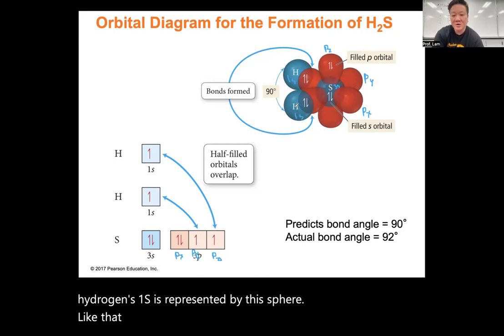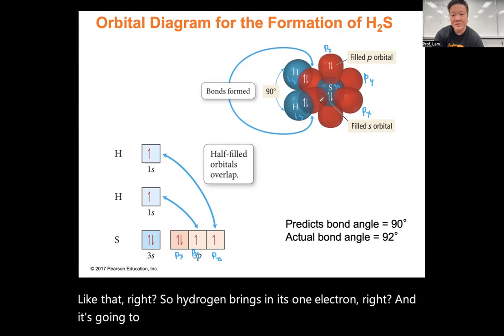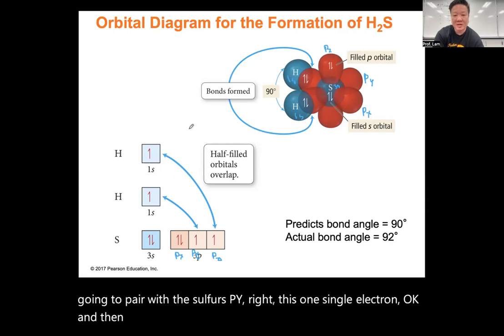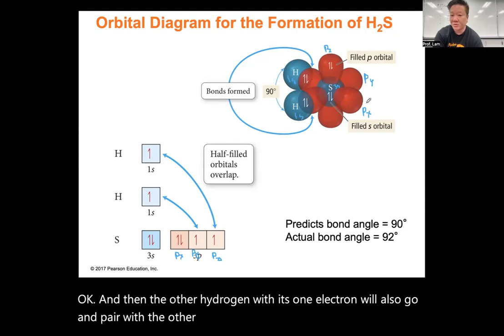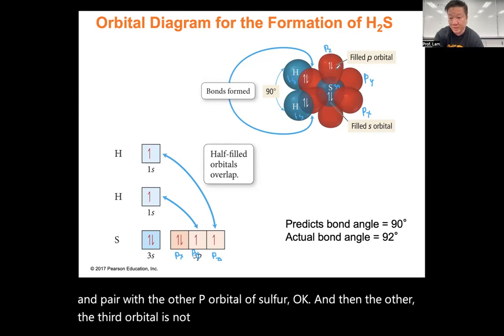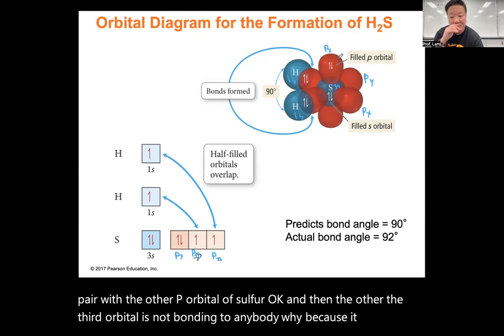Like that, right? So hydrogen brings in its 1 electron, and it's going to pair with the sulfur's py, this one single electron. And then the other hydrogen with its 1 electron will also pair with the other p orbital of sulfur. And then the third orbital is not bonding to anybody. Why? Because it's a lone pair already.